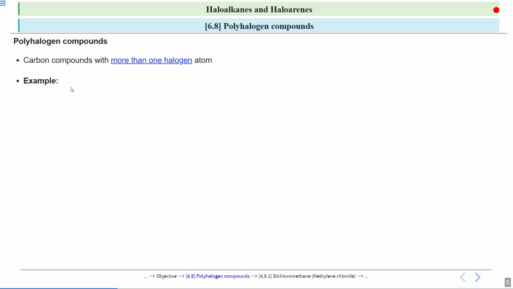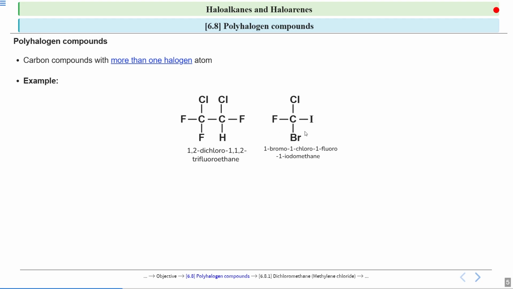So for example, we have these two structures given. First, 1,2-dichloro-1,1,2-trifluoroethane. You can see we have a two-carbon compound, and every bond is a single bond, so we are calling it ethane. At the first and second positions we have two chlorines, so we write 1,2-dichloro as per alphabetical order. At the first position we have two fluorines, so we write 1,1, and at the second position we have one fluorine, so 1,1,2-trifluoro.